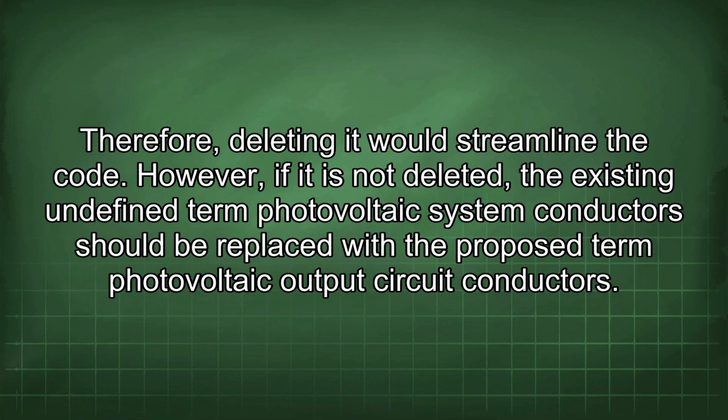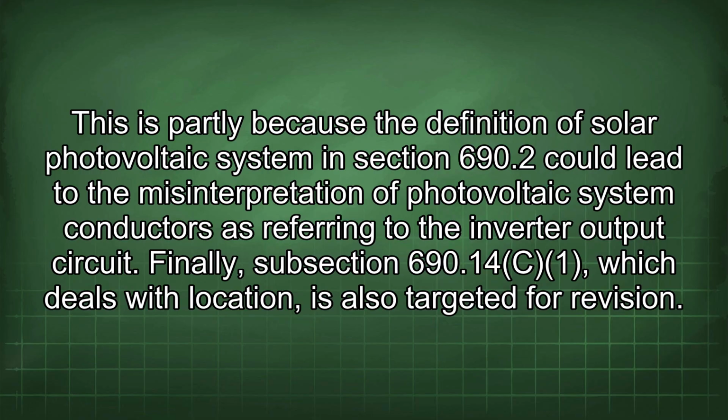However, if it is not deleted, the existing undefined term photovoltaic system conductors should be replaced with the proposed term photovoltaic output circuit conductors. This is partly because the definition of solar photovoltaic system in section 690.2 could lead to the misinterpretation of photovoltaic system conductors as referring to the inverter output circuit.